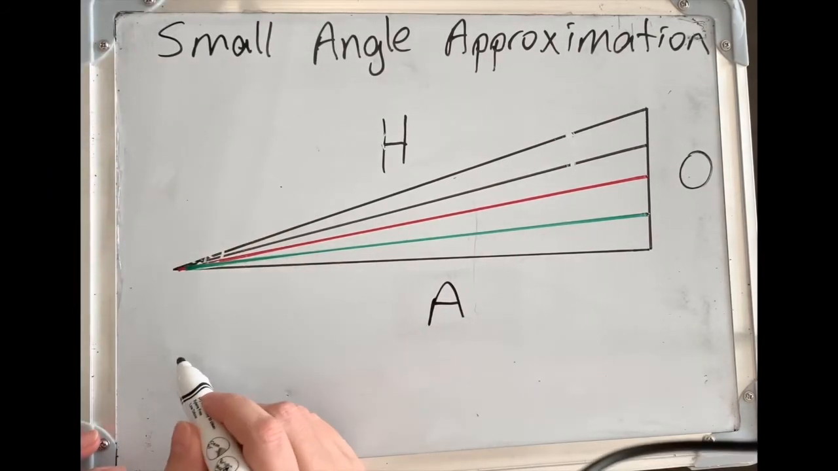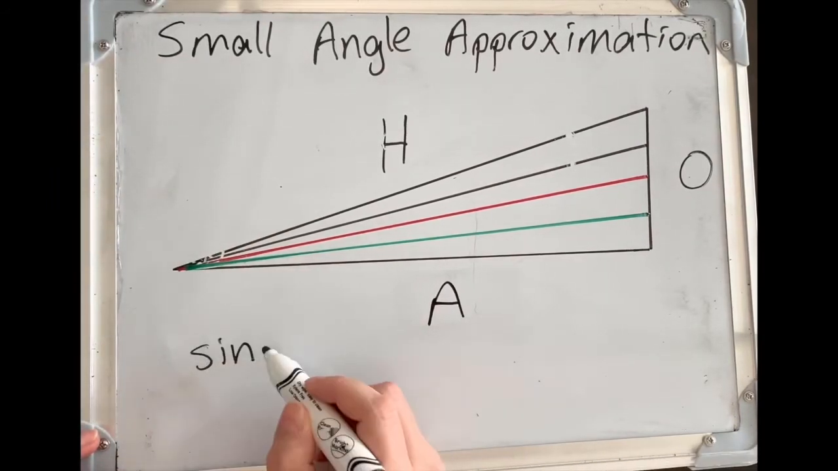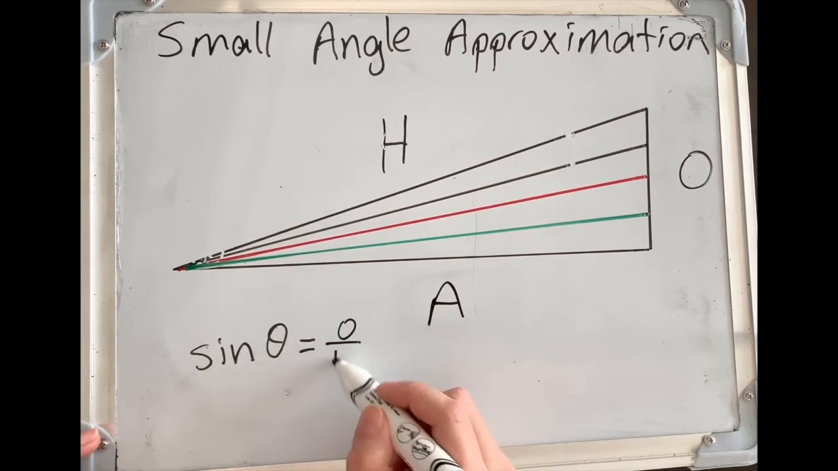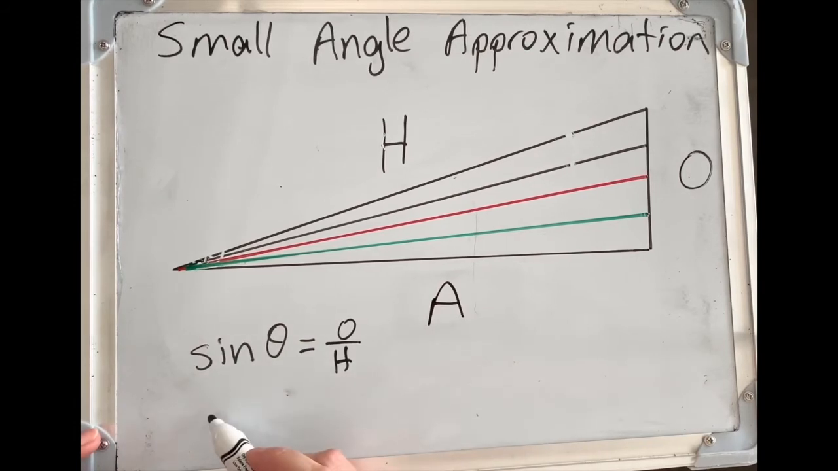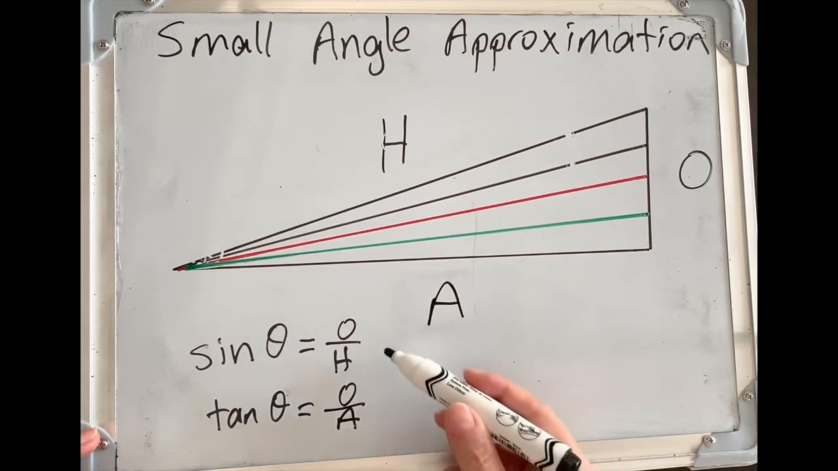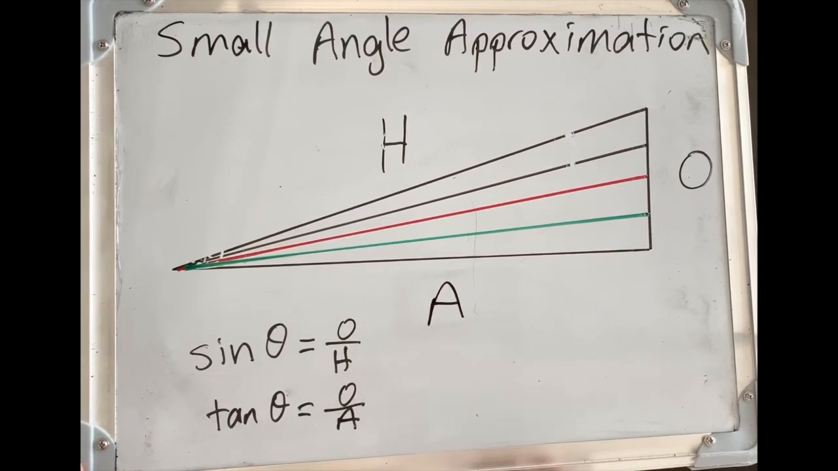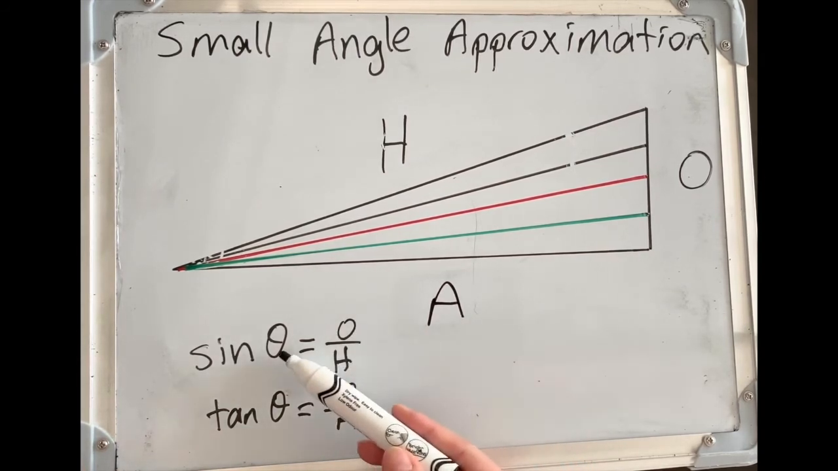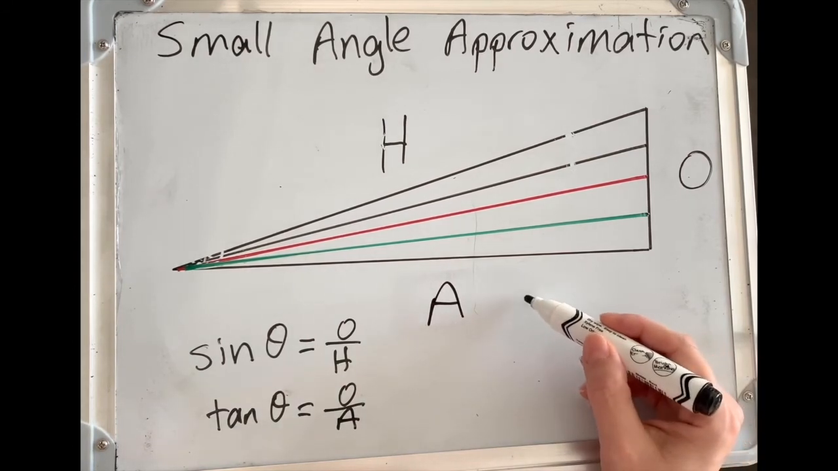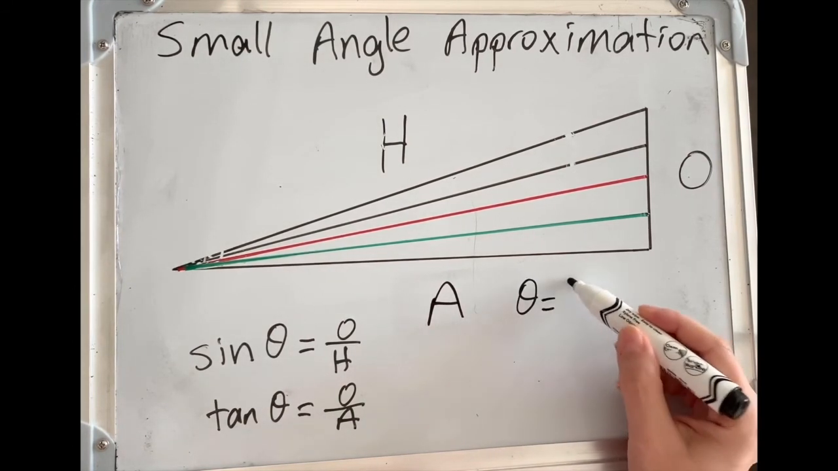So when you calculate the sine of the angle, you write opposite over the hypotenuse. When you write tangent of the angle, you write opposite over the adjacent. In either case, as the angle gets smaller, you should see that the sine value and the tangent value should also get smaller.